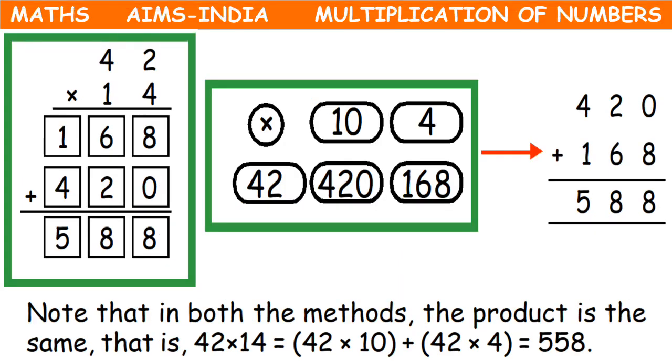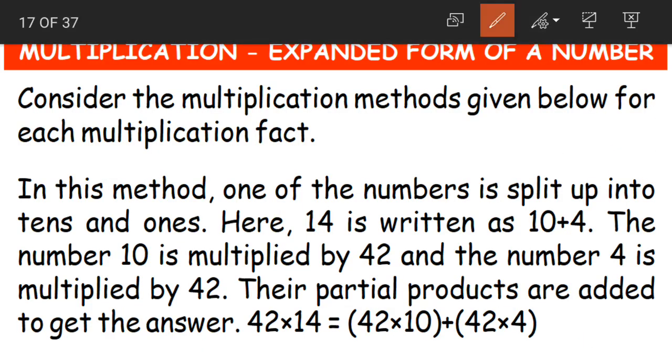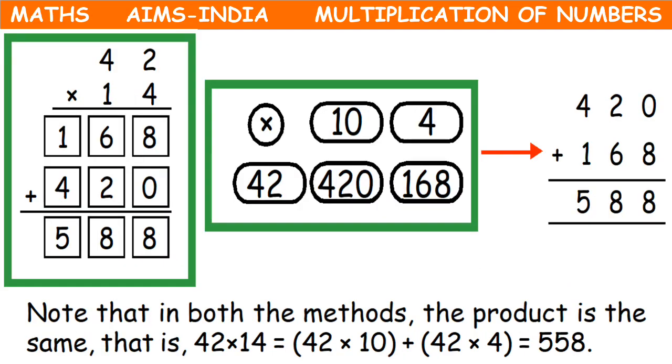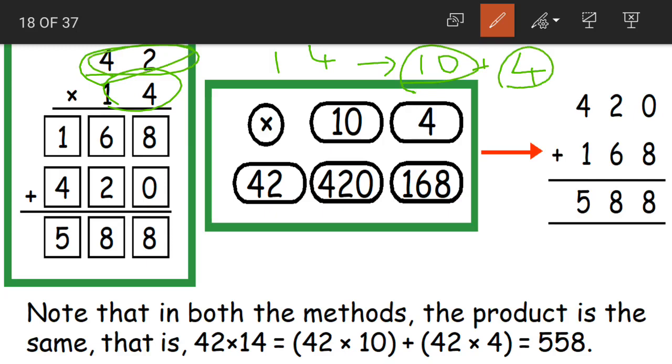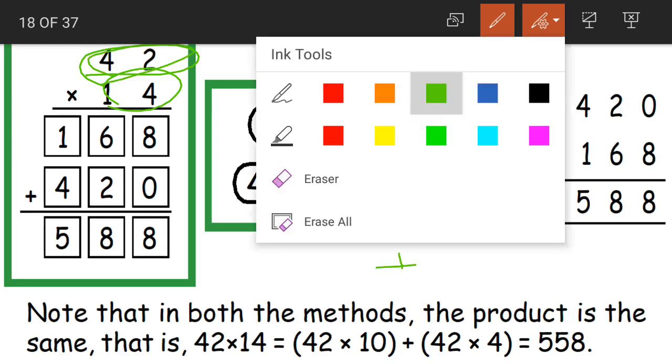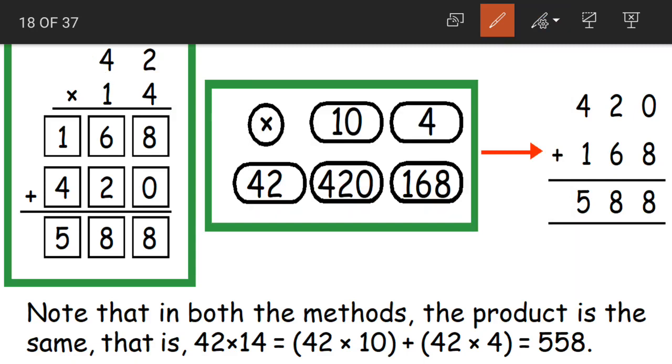Okay children, what are these? Multiplication and expanded form of a number. Now if we take the number 14, how can we write it in expanded form? 10 plus 4. Yes or no? Yes. So that is what they are doing here. Multiplying 42 by 10 and then multiplying 42 by 4 and adding their products together. It is simply what we do here also.